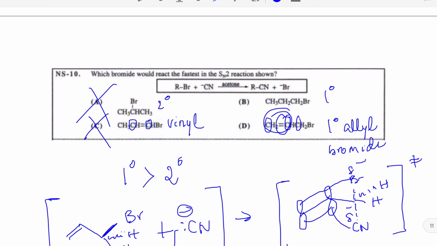So this is what allows for a primary allyl bromide to have a higher reaction rate as compared to just a plain primary bromide. So I just want to give some of the concept, the theory behind that, but this is why we would end up with D as our final answer.